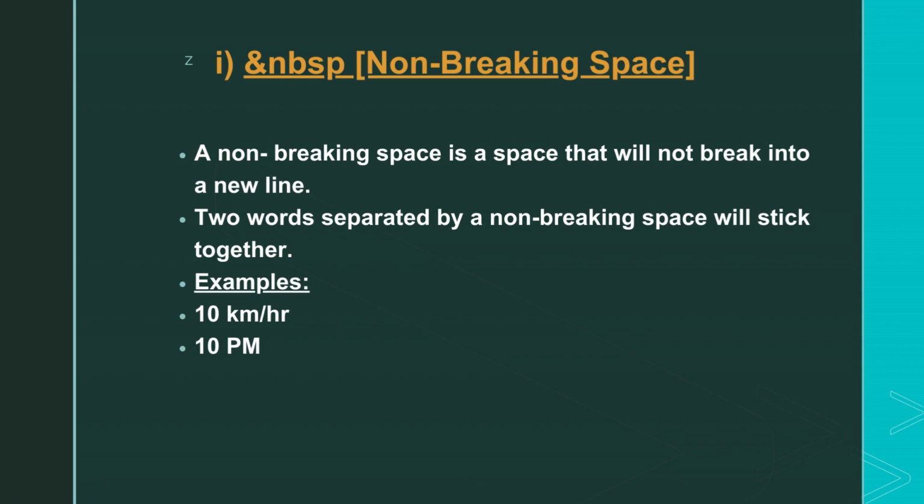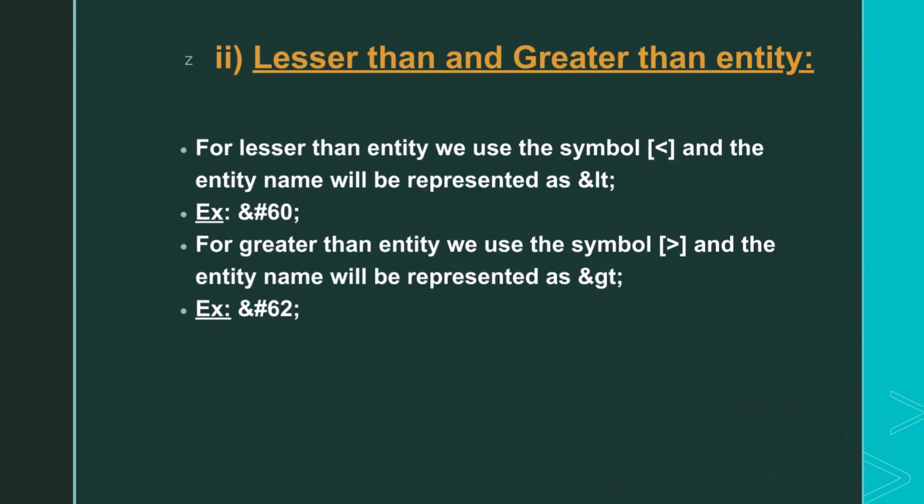Now the second, we see the less than and greater than entities. For the less than entity, we use the symbol less than, and the entity name is represented as ampersand lt, as we have discussed. We have seen the example, ampersand hashtag 60. For the greater than entity, we use the symbol greater than, and the entity name is represented as ampersand gt. Example, ampersand hashtag 62.